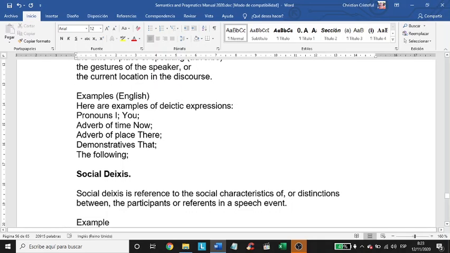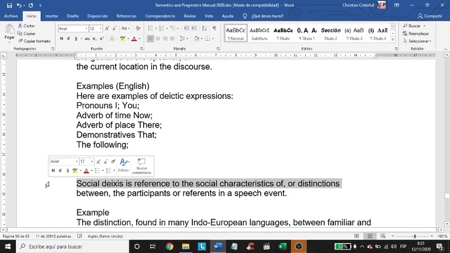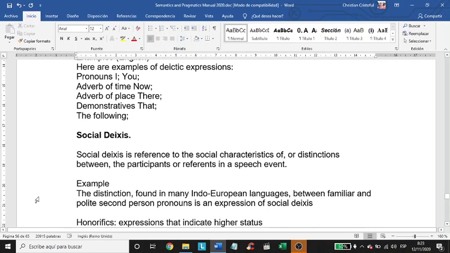Yeah? So we distinguish between the types of deixis, yes, but you don't need to know this necessarily. I will not test you on types of deixis, but it's good to know. What does the manual say? Social deixis is reference to the social characteristics of or distinctions between the participants or reference in a speech event. Example: the distinction found in many Indo-European languages between familiar and polite second person pronouns is an expression of social deixis.